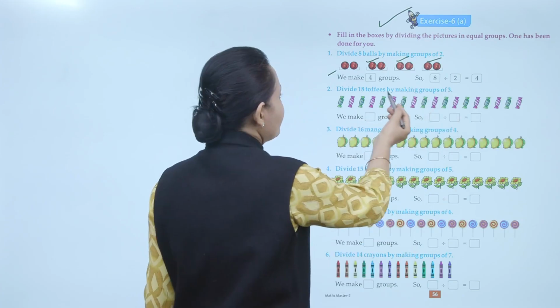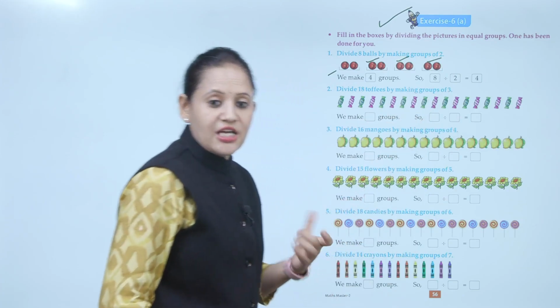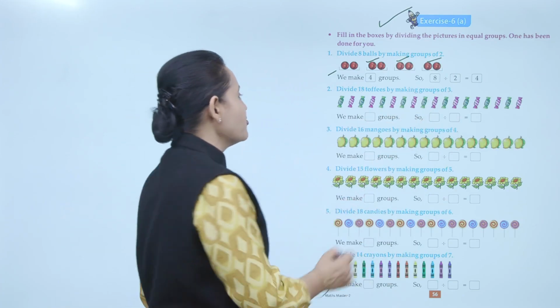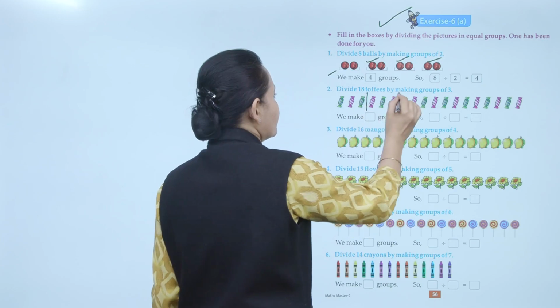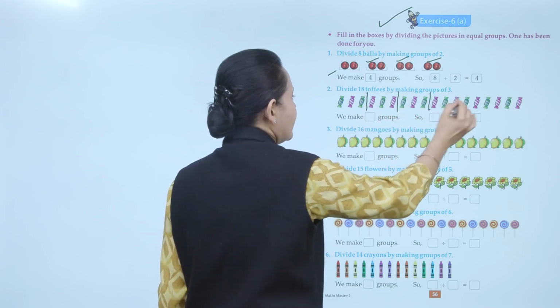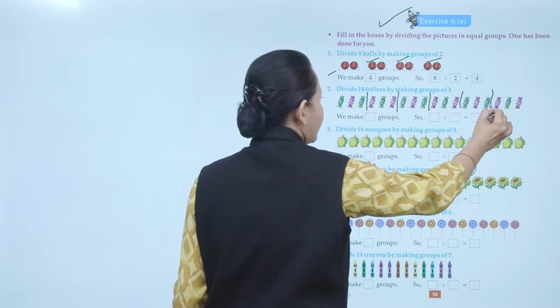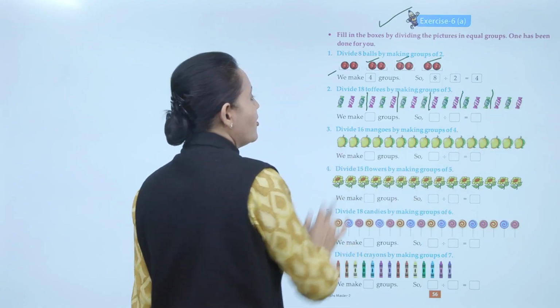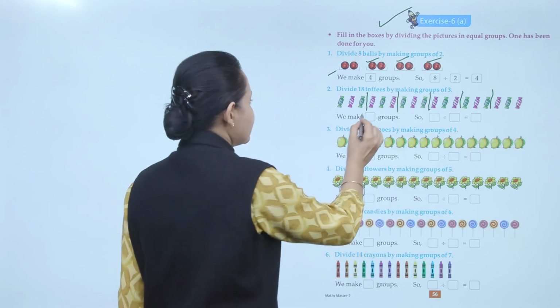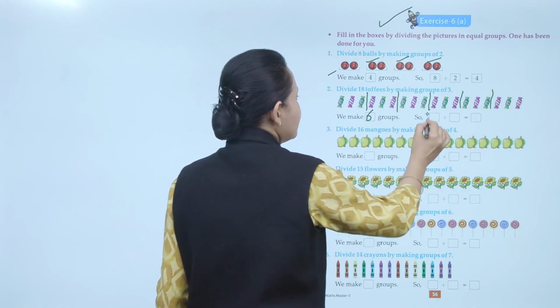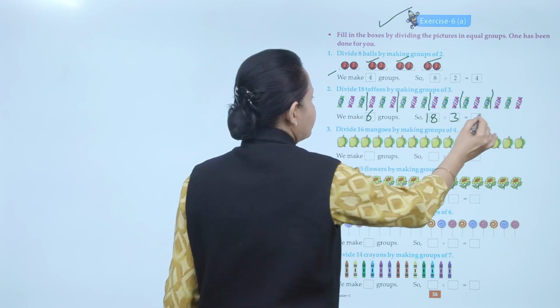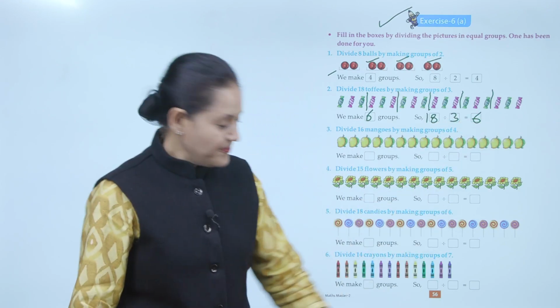Here, divide 18 toffees by making groups of 3. Total 18 toffees, we have to make groups of 3. 2, 3, 4, 5, 6. So, we will make a total of 6 groups. So, 18 divided by 3 equals 6. Clear?